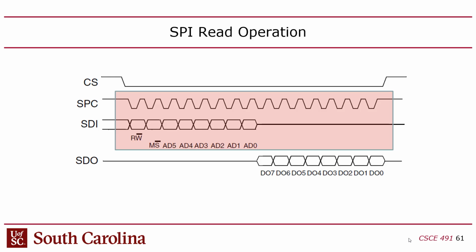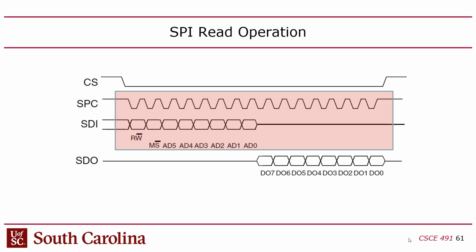So what you end up with is you send the address out, not just the address, but other stuff, right? Read-write selector and multi and single selector. The multi and single determines whether you're doing one word or multiple words. And read or write is obviously whether you're doing a read or a write.